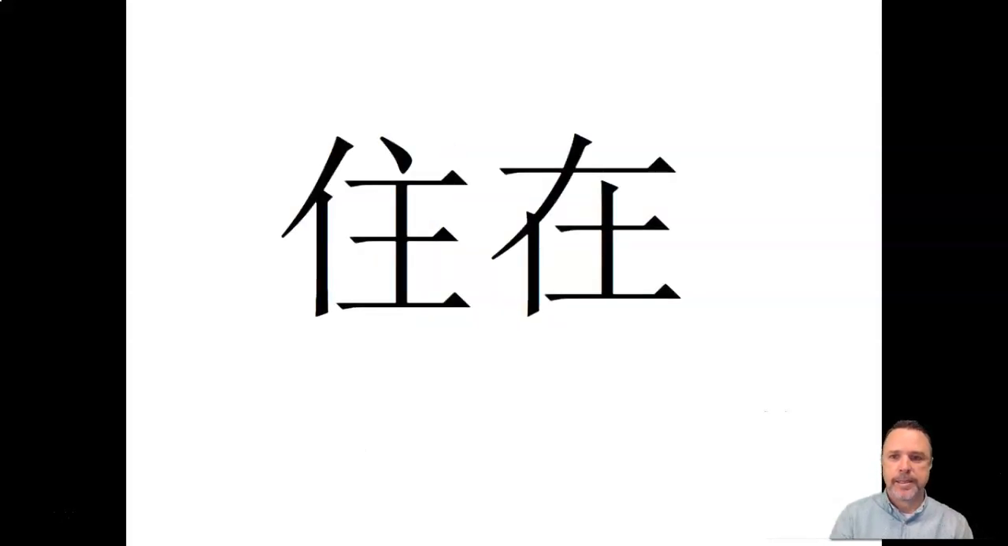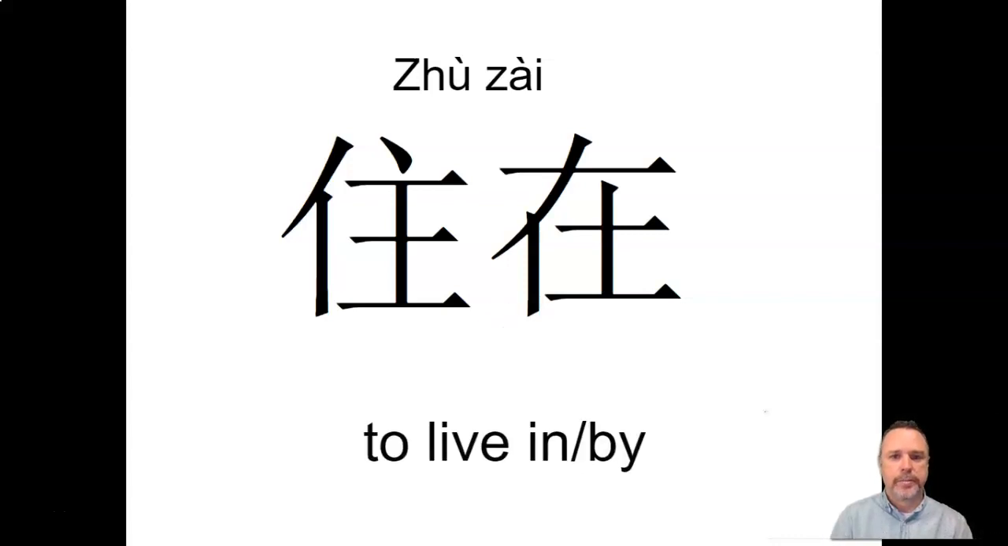The context that we're going to be looking at zai today is here with this particular character, which again you may have seen before, you may not. These characters together are zhu, zai. Remember the ZH is a j sound, like in judge, zhu zai. And zhu zai means to live in or live by. Yeah? Zhu zai, live in.